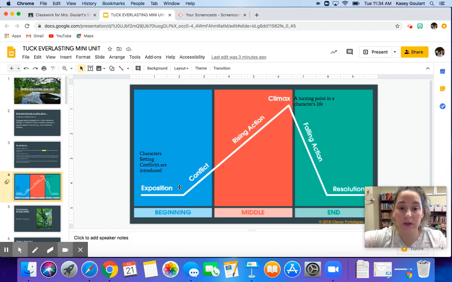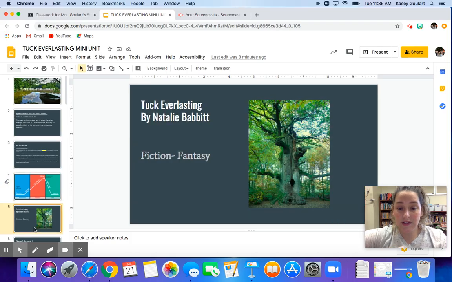Where on this plot diagram or plot roller coaster are we going to stay mainly? In the exposition, in the very beginning, since it's chapter 1 of a novel. It's probably going to introduce us to the character, setting, and conflict that's being given, okay? All right, move to slide 5.